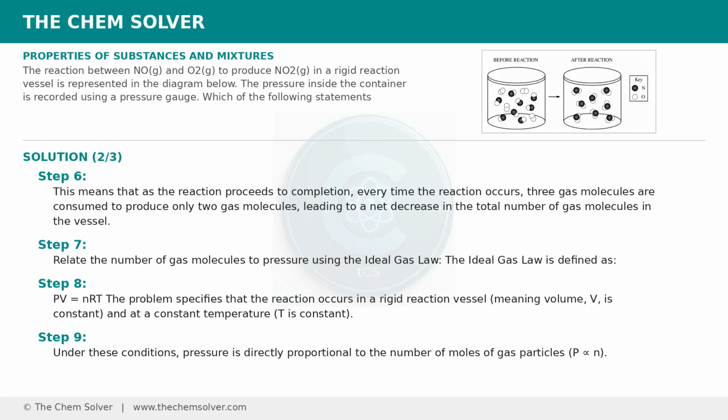Relate the number of gas molecules to pressure using the ideal gas law. The ideal gas law is defined as PV = nRT. The problem specifies that the reaction occurs in a rigid reaction vessel, meaning volume, V, is constant, and at a constant temperature, T is constant. Under these conditions, pressure is directly proportional to the number of moles of gas particles. P is proportional to n.